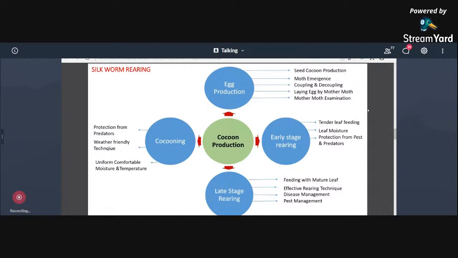That means their silk gland will not be properly utilized to give a good cocoon. So protection from predators also has to be maintained in the cocooning stage. Weather-friendly techniques are required. Then uniform, comfortable moisture and temperature have to be maintained in the cocooning device. But at present, the farmers are not able to do this. They simply collect the leaves, plant leaves, and use those for cocooning purposes. These are not scientific, and about 20% losses are there.